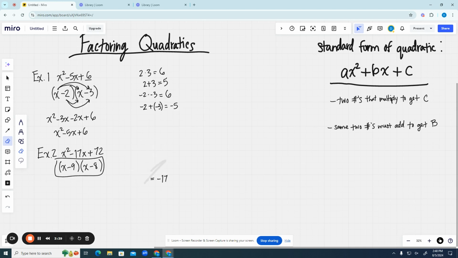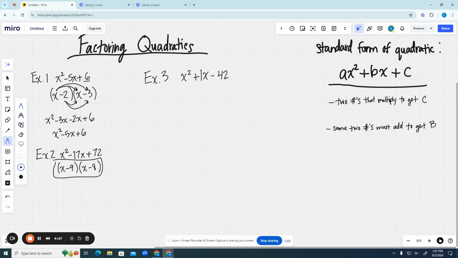Now, we'll do a couple more examples. So we need two numbers that multiply to get -42, and those same two numbers must add to get 1. There's an understood 1 there.